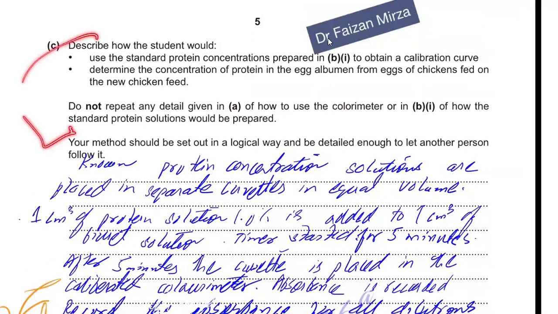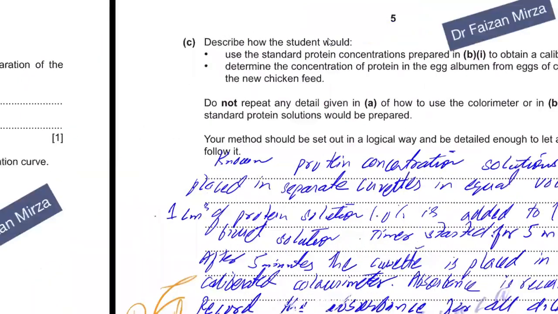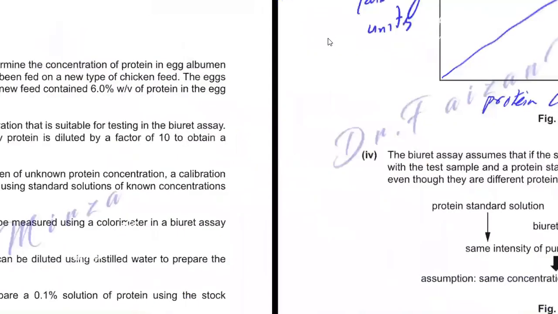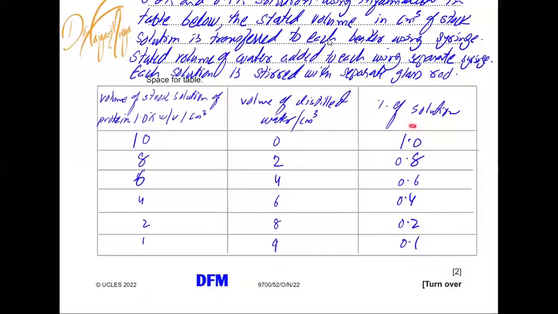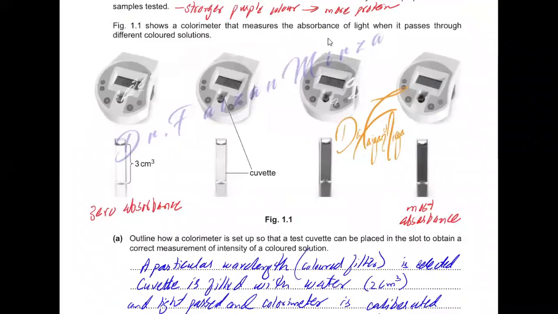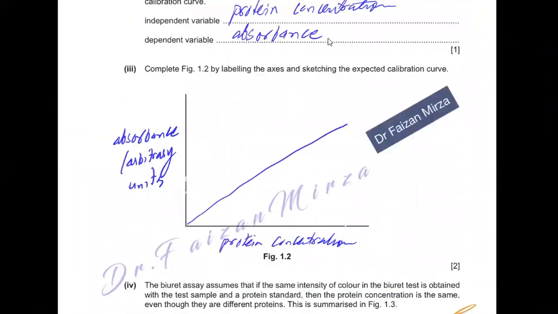So what I'll do, what basically are they asking? They are asking us to have a range of solutions that were prepared here. I'll be testing all these solutions in the biuret assay in this condition. So I'll place one of them after the other in this colorimeter and note down the absorbance. I'll select the filter and I'll make sure that I have given enough time for the purple color to form before I place it in this colorimeter.